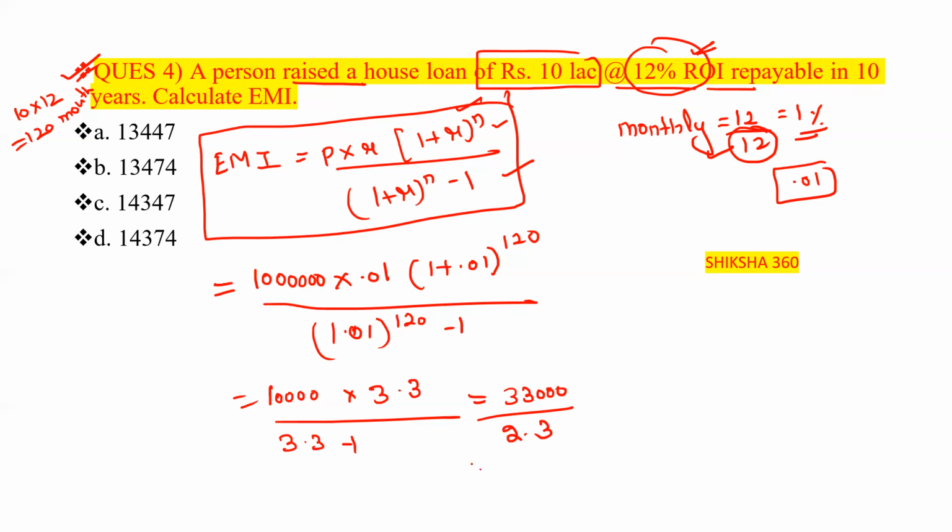So what answer basically we get? 14,347 rupees. Okay? Basically, this is the answer which we will get here. Clear? So the correct answer according to that is option number C.